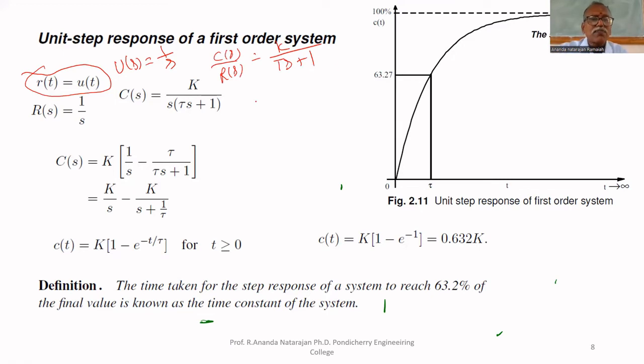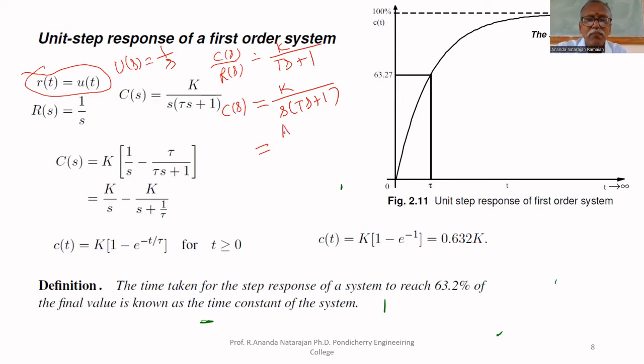If you substitute R of s equal to 1 by s, what will you get? C of s equal to 1 upon s multiplied by K upon tau s plus 1, that is K upon s multiplied by tau s plus 1. Now we have to find the Laplace inverse, which we do not know directly. So we have to factorize this, because we know the Laplace inverse for each factor.